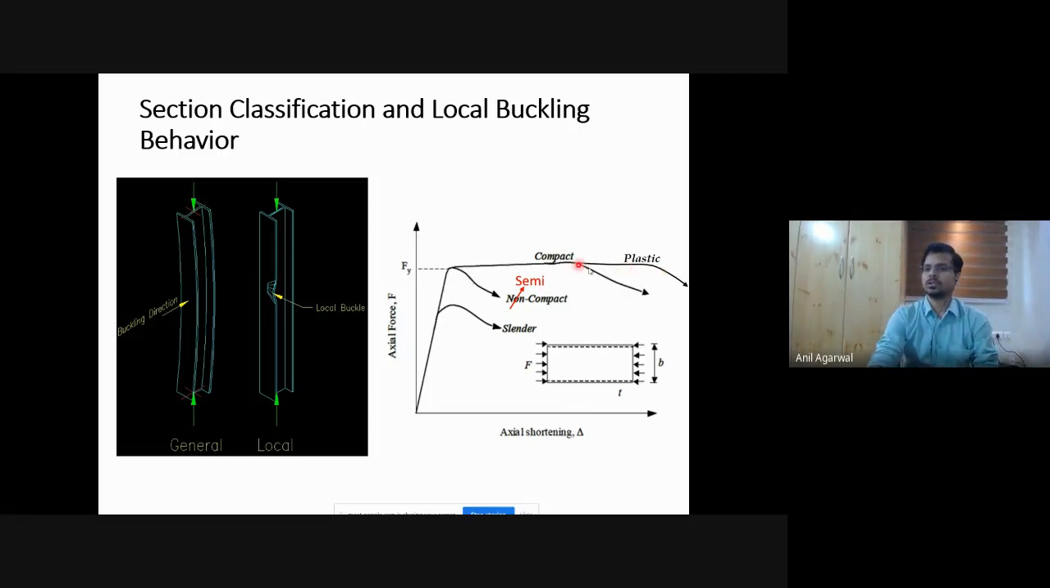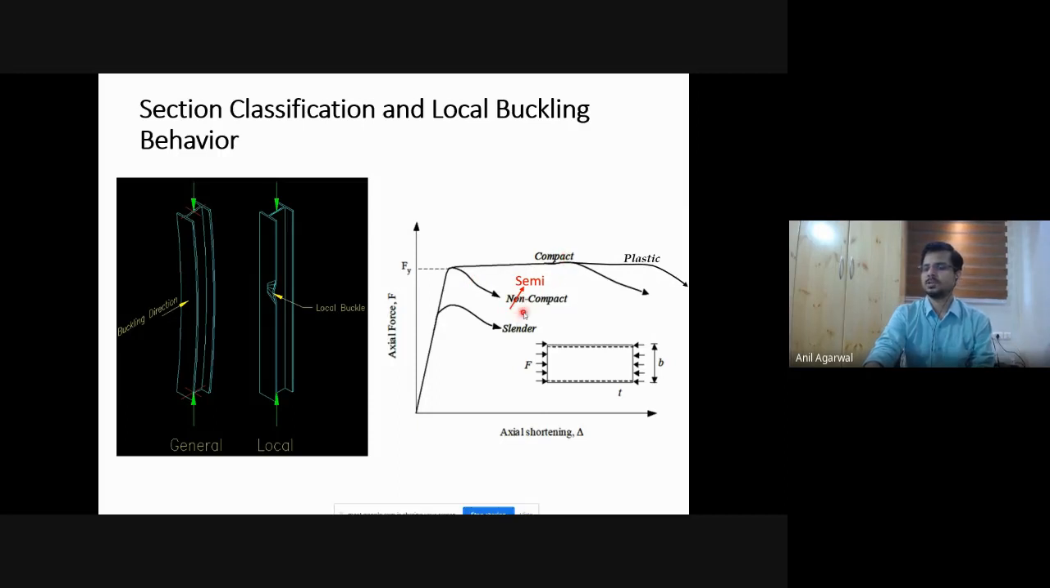So four such classifications are done in the Indian code. The plastic classification is usually required only for seismic design or when you go into a plastic design approach. Plastic design is not really applicable here. We are not covering that. So when you do special moment resisting frames, or when you have a plastic design kind of requirement, there you need to meet the requirements of a plastic cross section. Other than that, typically we deal with only slender, semi-compact, and compact.